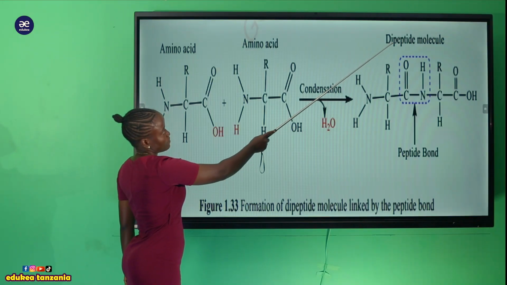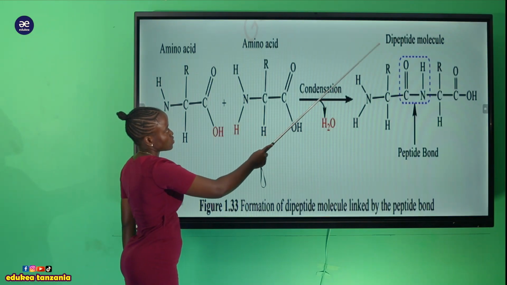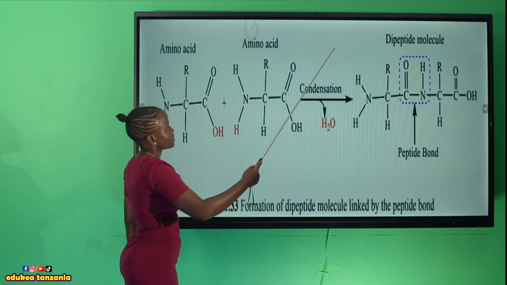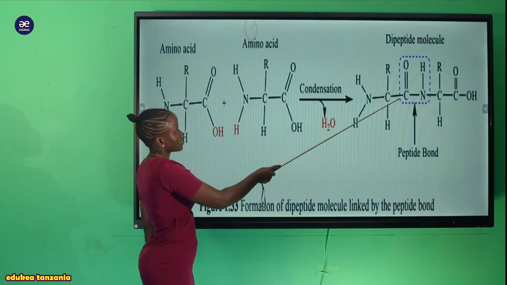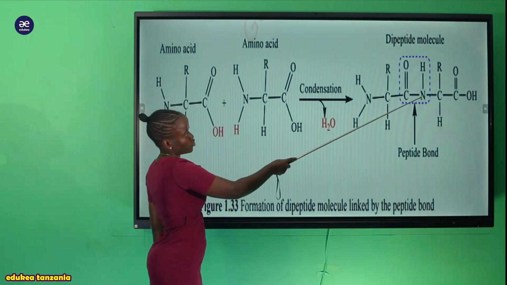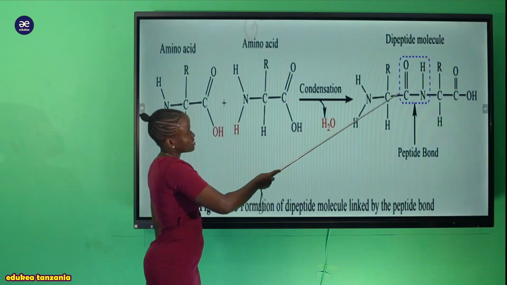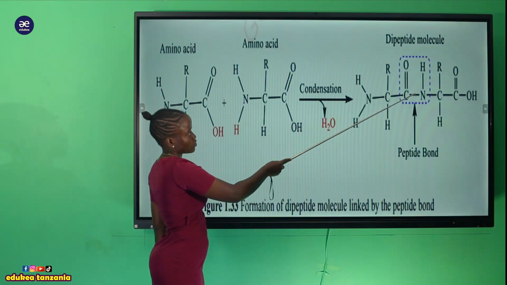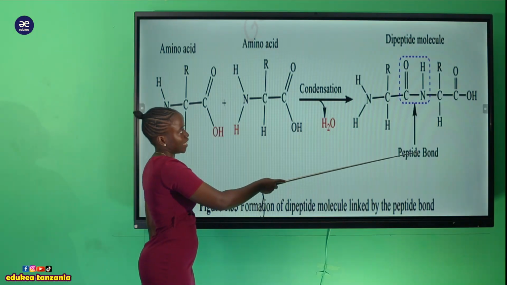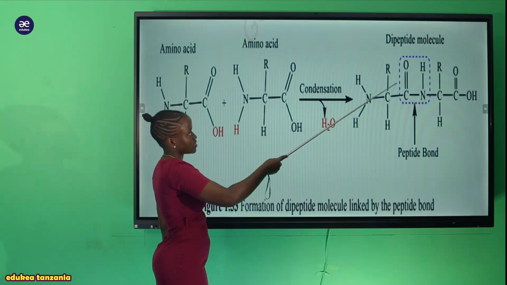But the dipeptide molecule, now you can see this, all of this, it is the dipeptide molecule. So from here, from carbon to nitrogen, this one is the peptide bond, which is found between it. Now you can see this part, which is blue in color.